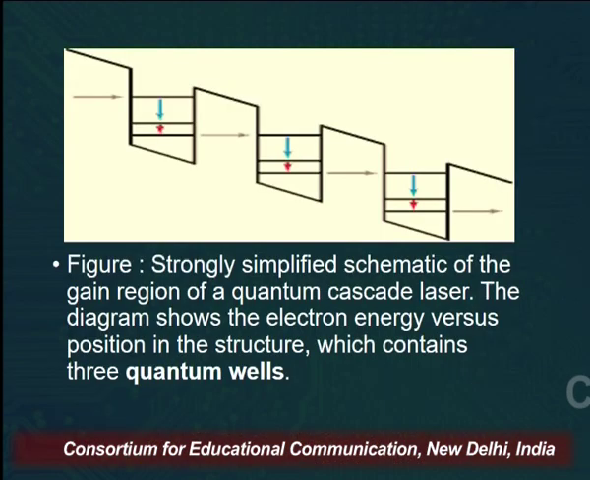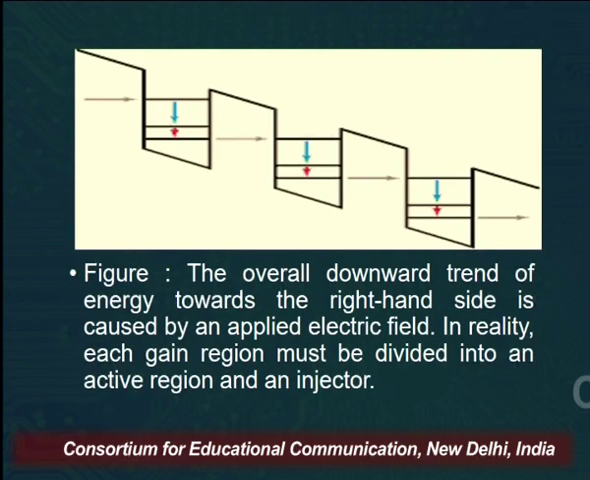A strongly simplified schematic diagram is on the screen. This schematic defines the gain region of the quantum cascade laser. The diagram shows the electron energy level versus the position in the structure, which contains the quantum wells. You can see that there is a periodic quantum well in this electronic structure. Now, you see three arrows here, one blue, second red and third grey. These define the variation of the wave function.